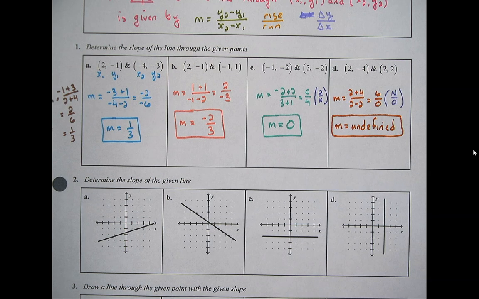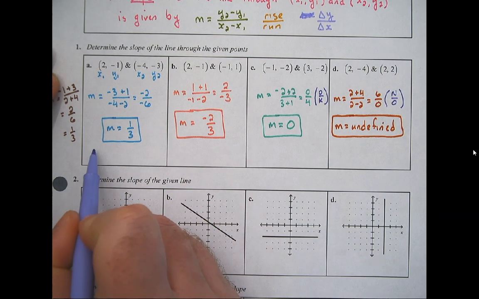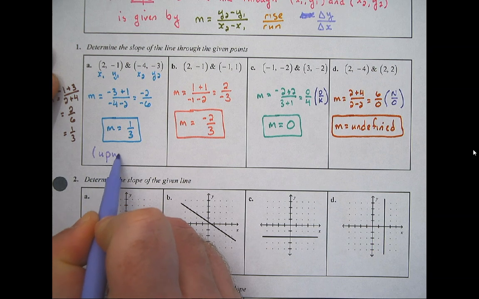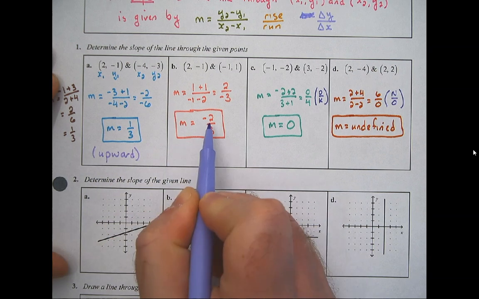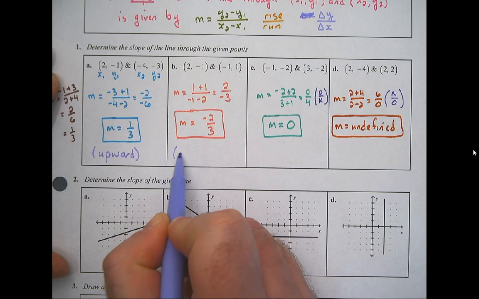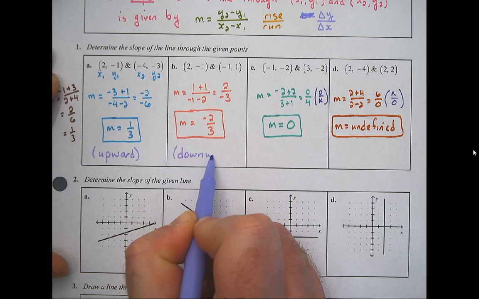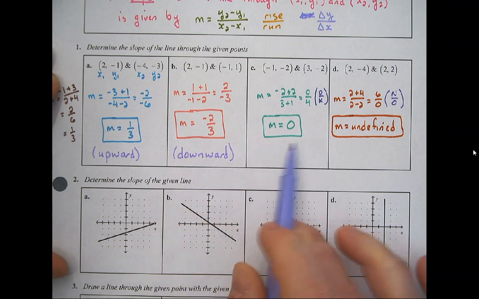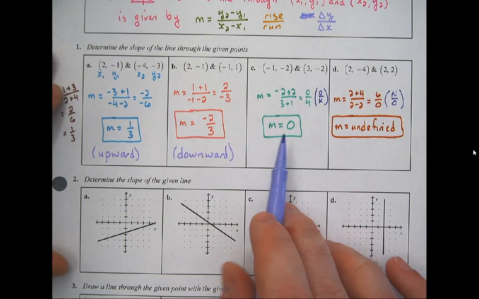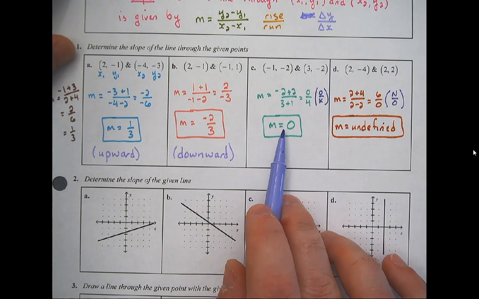All right, let's see how you did. So this has a positive slope. From left to right, this would be going upward. This line has a negative slope. So from left to right, it would be going downward. And then people get these two mixed up all the time. Think about it this way, or this is the way I recommend thinking about it.